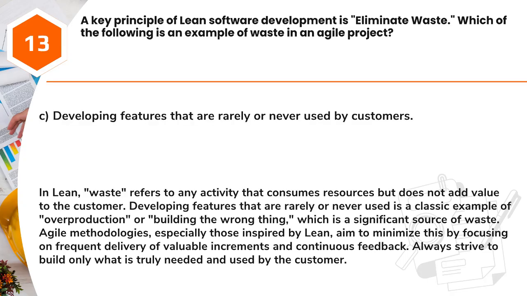Answer: C. Developing features that are rarely or never used by customers. In Lean, waste refers to any activity that consumes resources but does not add value to the customer. Developing features that are rarely or never used is a classic example of overproduction or building the wrong thing, which is a significant source of waste. Agile methodologies, especially those inspired by Lean, aim to minimize this by focusing on frequent delivery of valuable increments and continuous feedback. Always strive to build only what is truly needed and used by the customer.